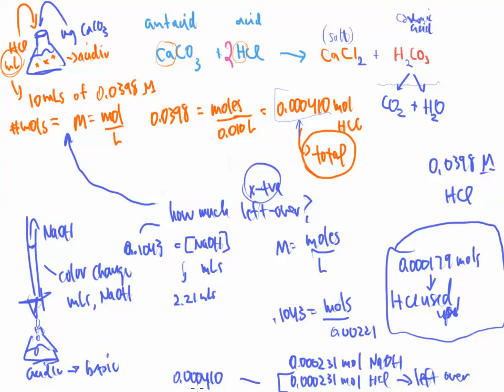So if I started with this amount, 0.000410, and if this is how much is left over, then if I take the difference between the two, that tells me how many was used up. It tells me that the antacid took 0.000179 moles of acid in order to neutralize itself. So in the next video, we're not done. We'll talk about what to do with this number after this point.